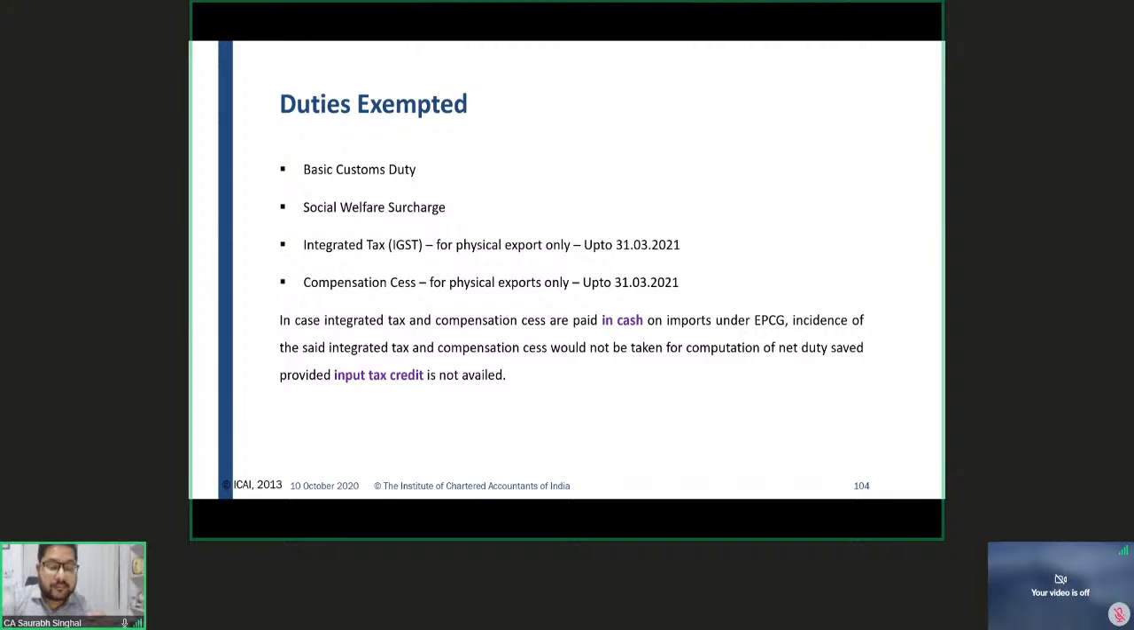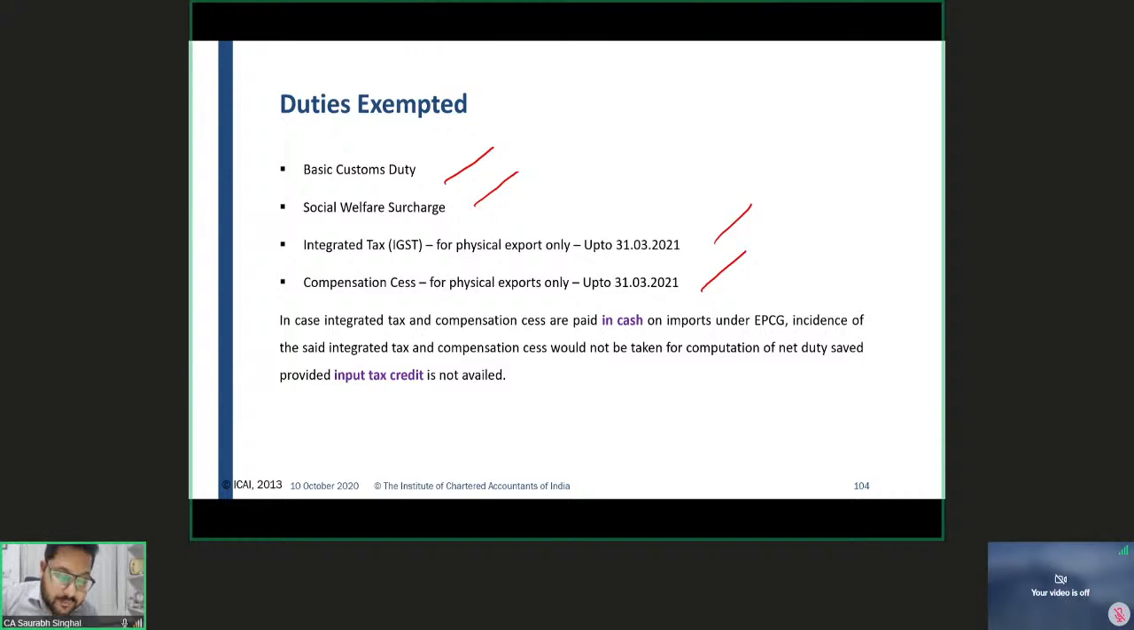What all duties are exempted? Basic custom duty is exempted. Social welfare surcharge, IGST, compensation cess, all of them are exempted if you import capital goods under this scheme. You also have an option to not claim exemption, unlike in advance authorization. There, there was no option. You have to take exemption of all BCD, social welfare surcharge, IGST and cess. And there was no need for an option also, because once you are importing for export, why would you want to pay IGST and cess?